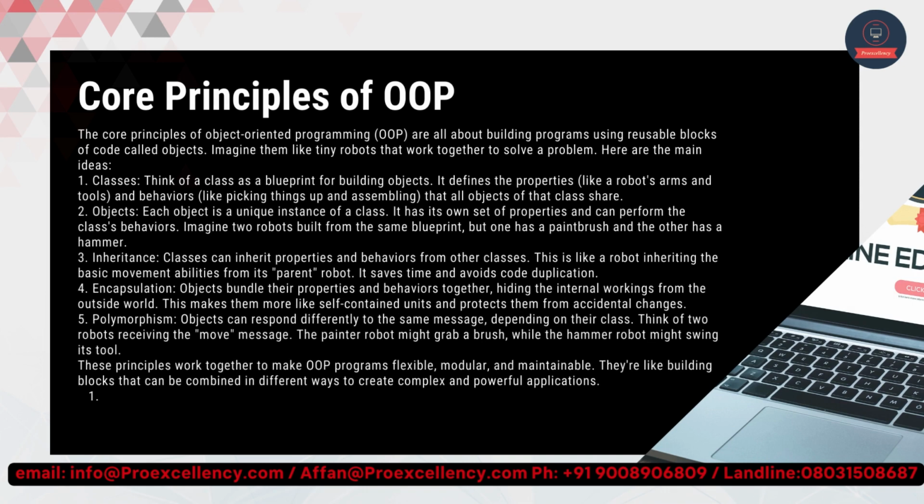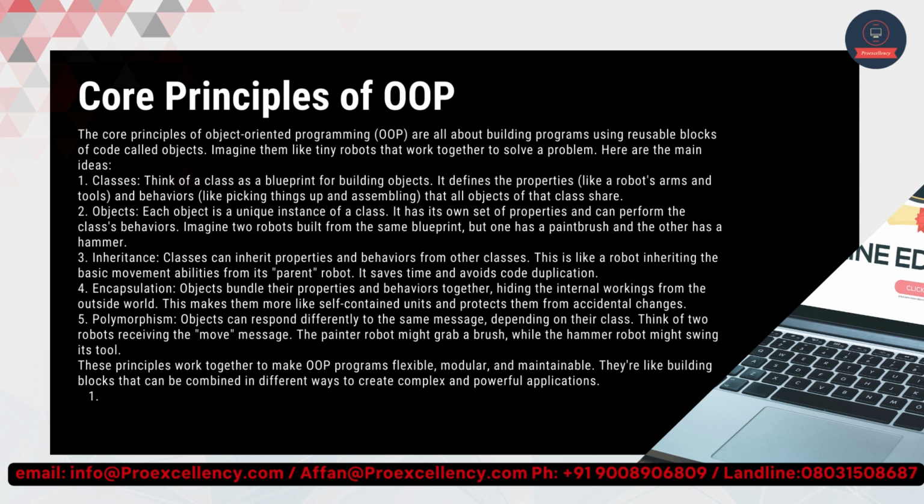Core Principles of OOP. The core principles of object-oriented programming, OOP, are all about building programs using reusable blocks of code called objects. Imagine them like tiny robots that work together to solve a problem. Here are the main ideas. 1. Classes. Think of a class as a blueprint for building objects. It defines the properties, like a robot's arms and tools, and behaviors, like picking things up and assembling, that all objects of that class share.